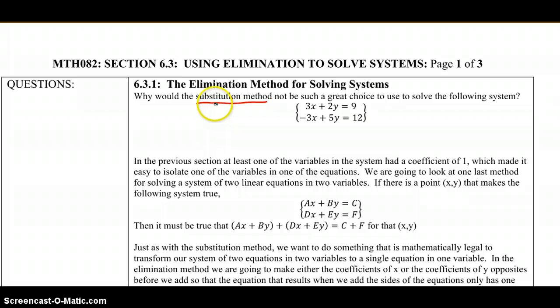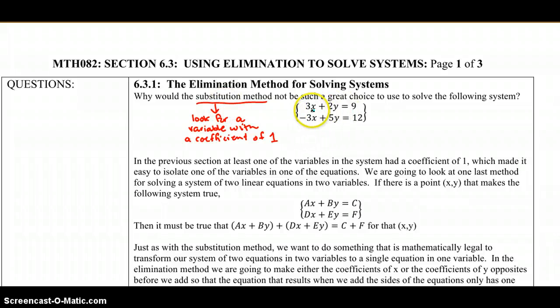In the substitution method, we looked through our equations and tried to find a variable with a coefficient of 1, because then it made that variable easy to solve for. We didn't actually have to have a variable with a coefficient of 1, it just made things easier to solve for one of those variables and then substitute that expression in the other equation.